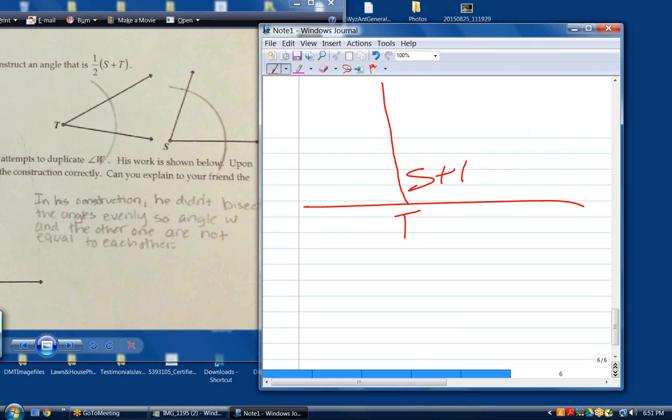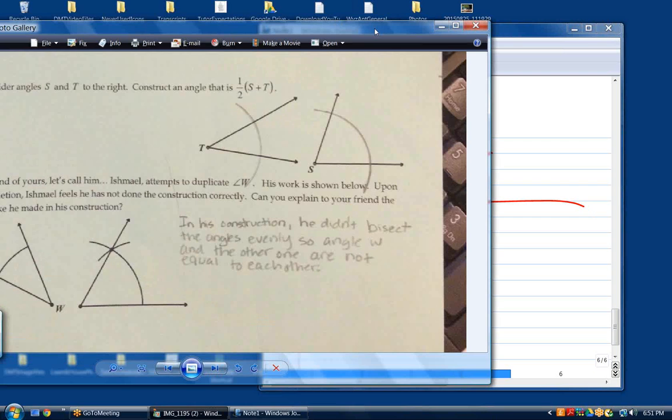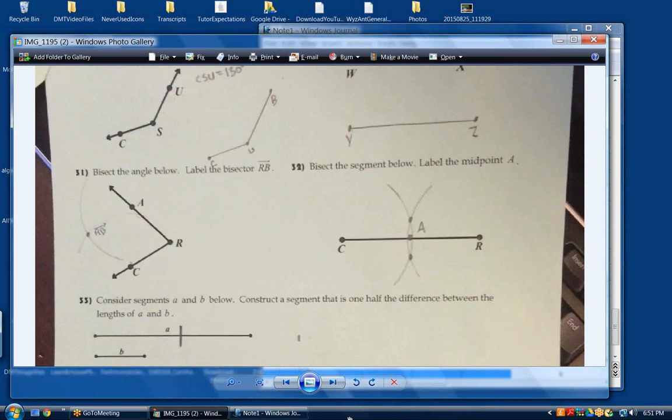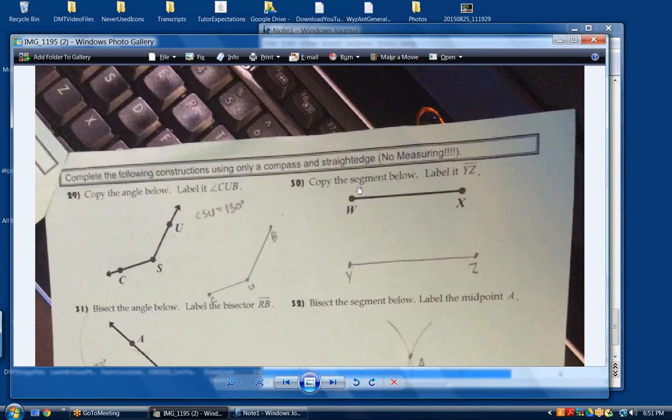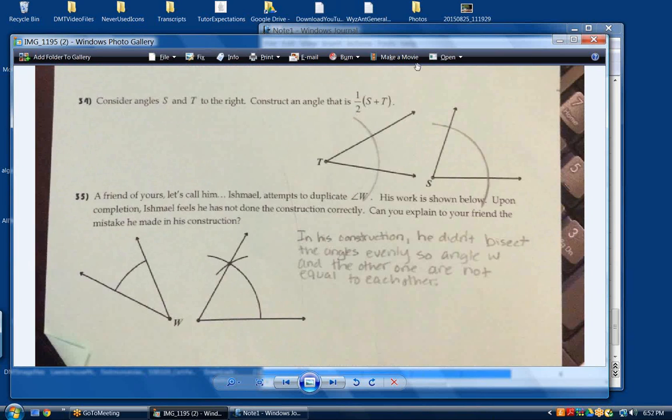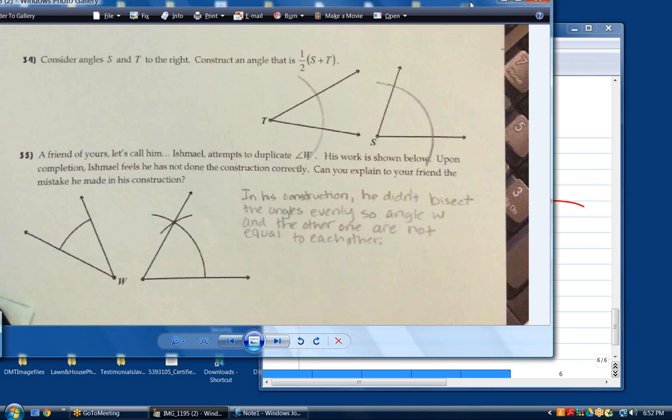Like I could measure it with a protractor, the angle of angle T. You can't do that. In other words, the instructions for this problem are to do it all with a compass. That's the key. Use only a compass and a straight edge. No measuring with a protractor. So far, we've done every problem without a protractor.